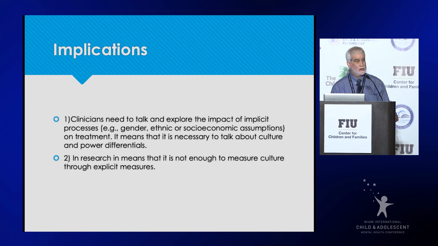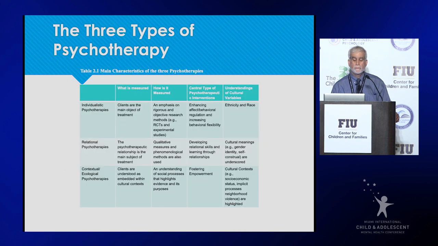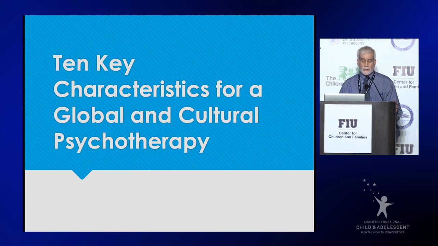We need to see how they are affecting it. And secondly, and this hasn't happened, this is what I'm trying to encourage more and more, we need to include implicit assessments in our studies. When I look into the cultural literature, I found almost none in psychotherapy. I think it has a lot of possibilities that we need to start exploring. So now I'm going to talk about how these three approaches relate to what I'm talking about, which is cultural psychotherapy.